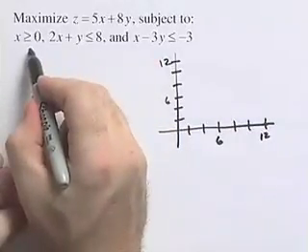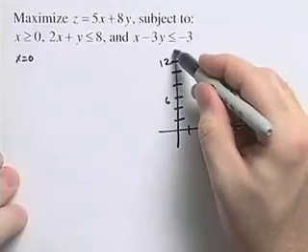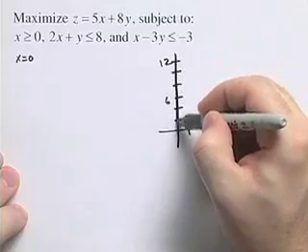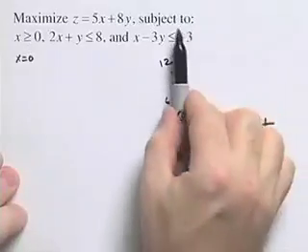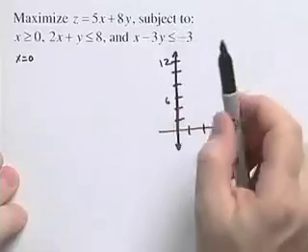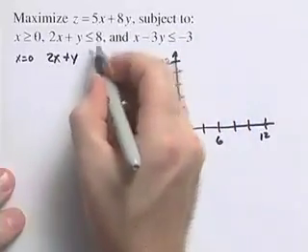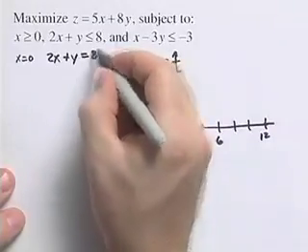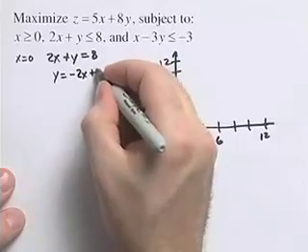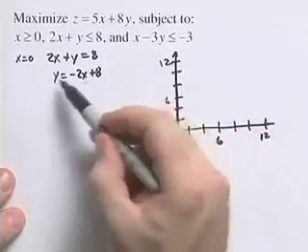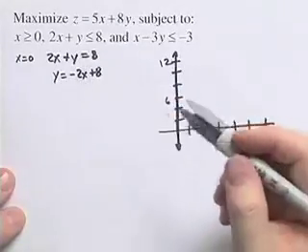So here we have x greater than or equal to 0. If we consider the equation x equal to 0, x equal to 0 is the y-axis. We want x to be greater than or equal to 0, so that puts us over here to the right. Look at our next inequality, 2x plus y is less than or equal to 8. If we set that up as an equation and solve for y, we get that y is equal to negative 2x plus 8. We want to go ahead and graph the line y equals negative 2x plus 8. Our inequality is non-strict, so we're going to use a solid line.